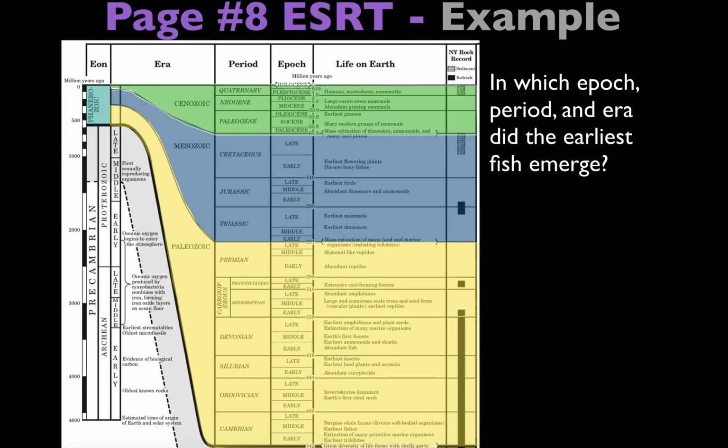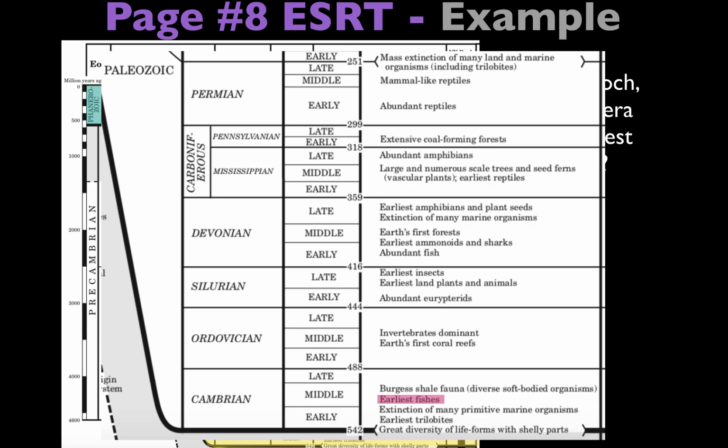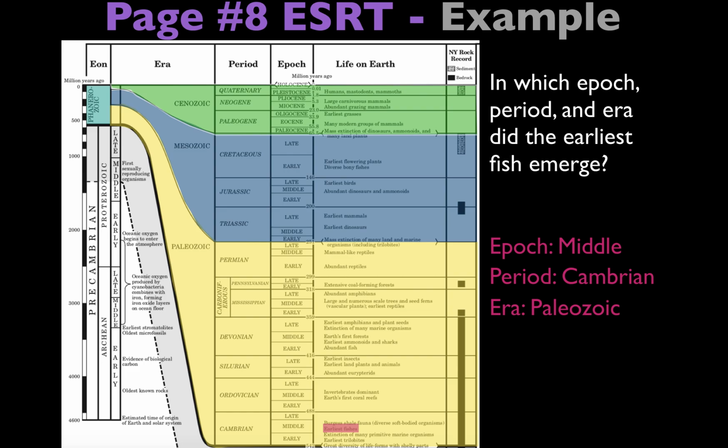All right, here's one last example question for us right now. In which epoch, period, and era did the earliest fish emerge? So in the Life on Earth column, you search for where you can see the earliest fish, which is going to be all the way towards the bottom. Let's zoom in and take a closer look. You find earliest fish, then you look over to the left to the epoch, period, and era columns, and you should see the epoch is middle, the period is Cambrian, and the era is Paleozoic. So our final answer should be middle Cambrian, during the Paleozoic era.